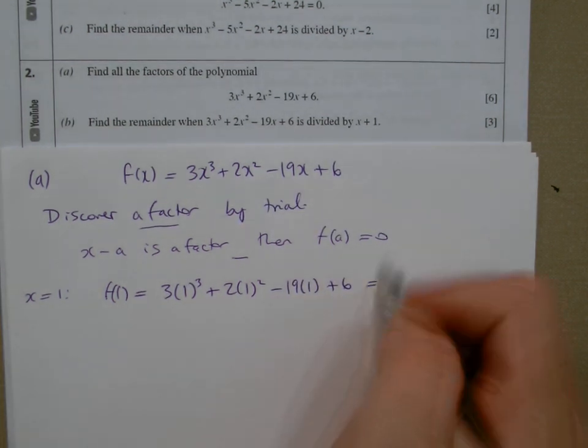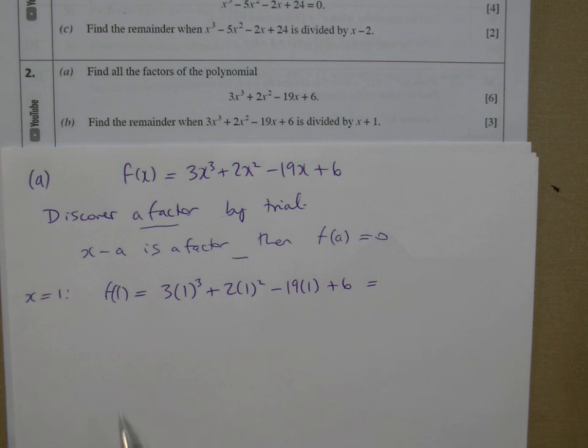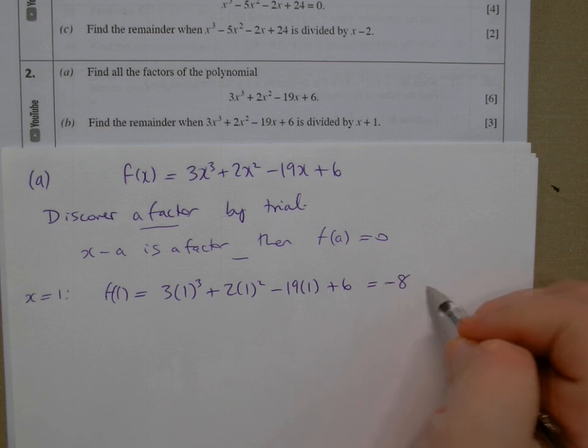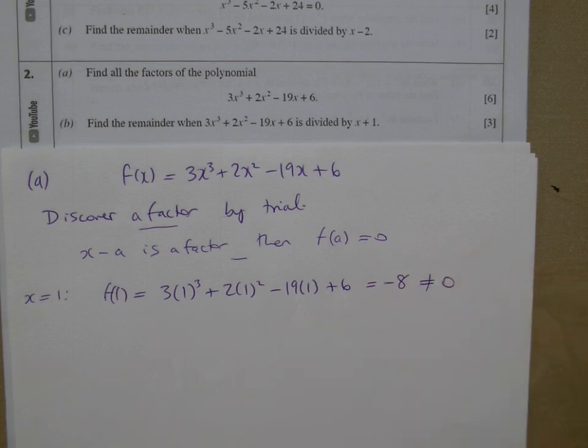You can use your calculator on that just to check. This one's quite simple though. That's 3, that's 2, so that's 5. Add the 6 is 11, and then take away the 19 is minus 8. It's not equal to 0. In this case your a was 1, so that means x minus 1 is not a factor. So that's no good at all.